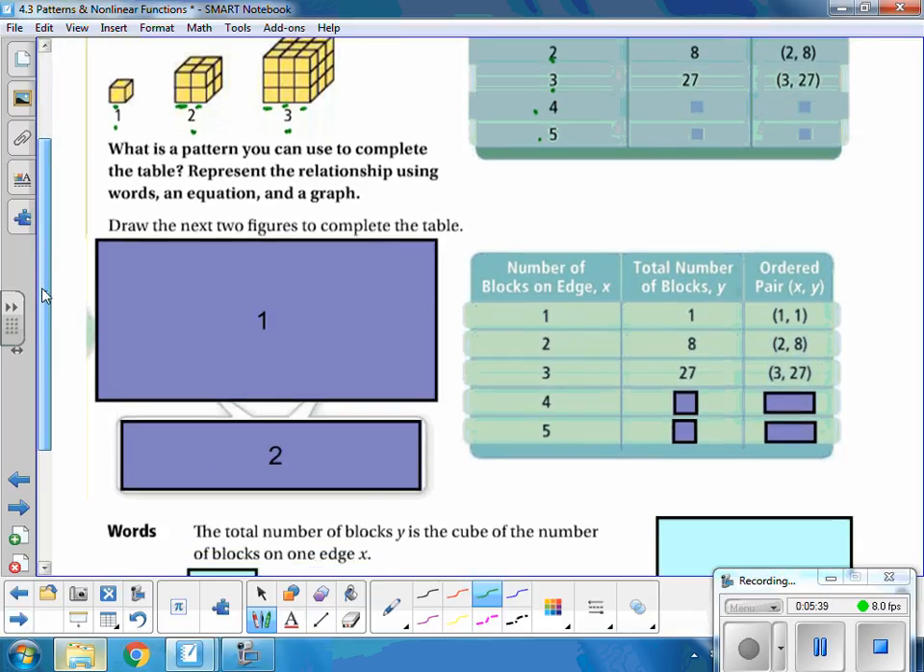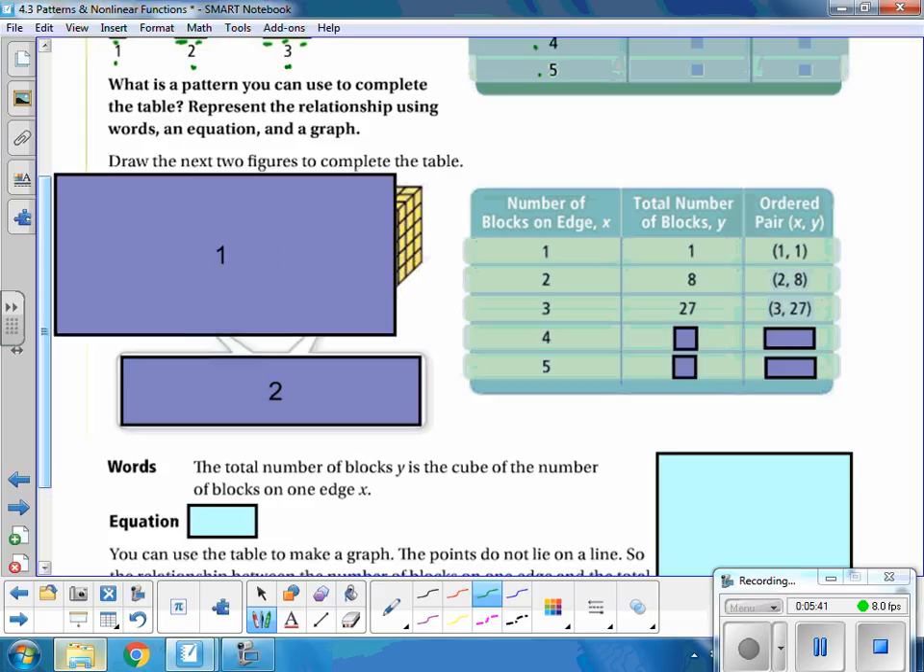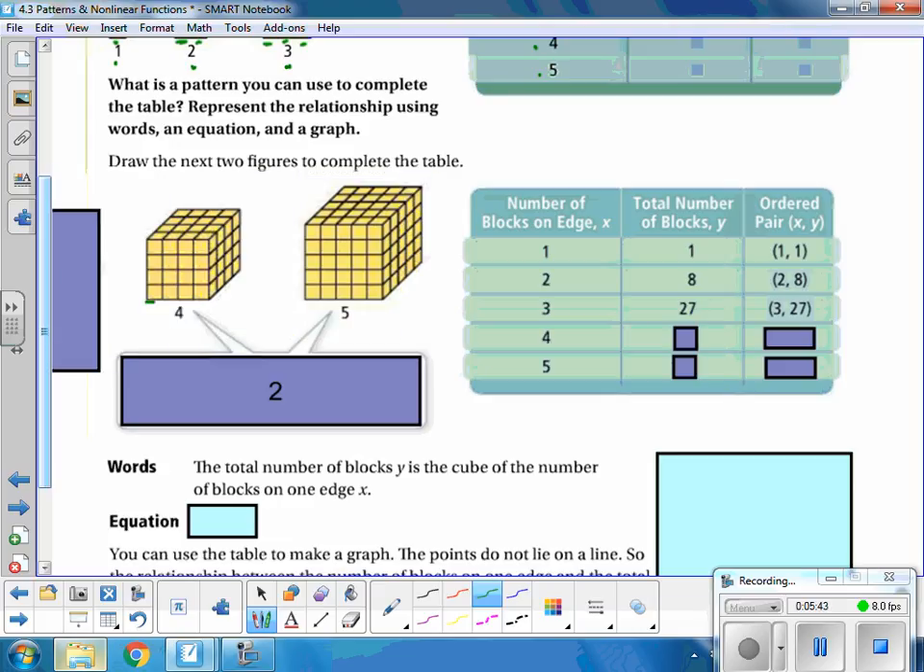And we're going to also work on 4 and 5. So if we keep looking at these, the next 2 figures that we have, 4 is going to have 4 on the face, right there, and the 5th one is going to have 1, 2, 3, 4, 5 on the face. The total number of blocks, if I have 4 on the faces, is going to be 64 total blocks that make this up. That's a lot of blocks.